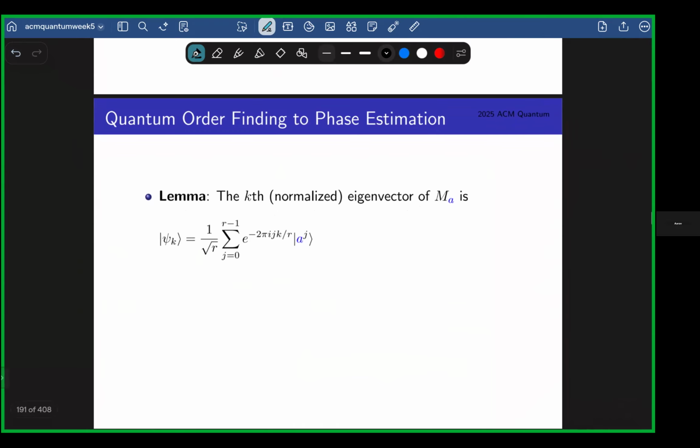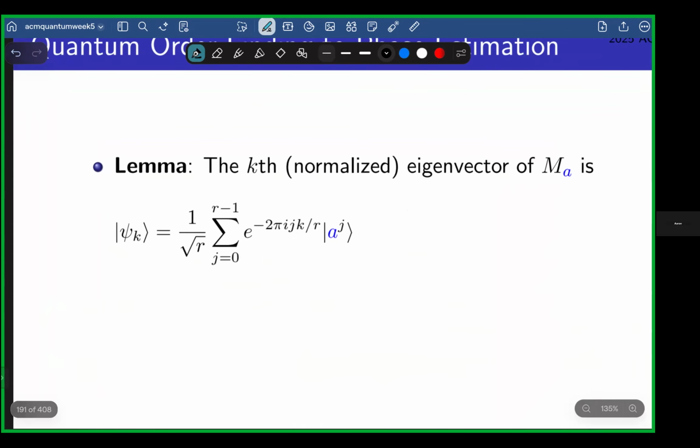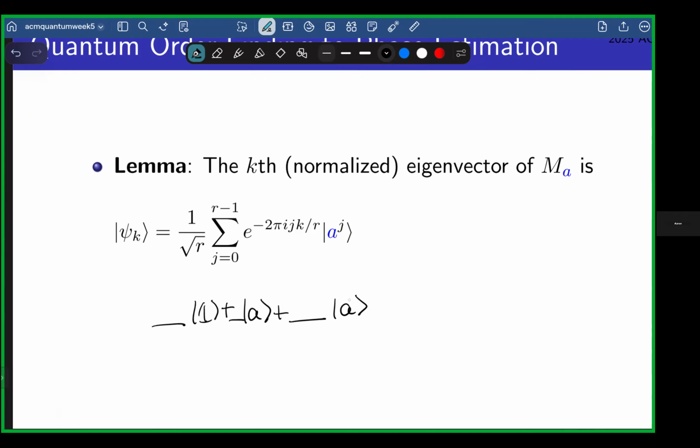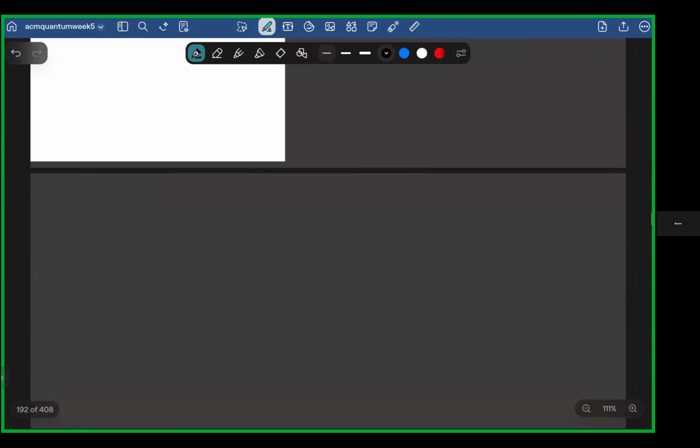Okay, this is the eigenvector, and I'm going to skip the proof, but this is the expression of the eigenvector. It's a uniform superposition of these a to the j's, so it'll be some constant times 1, plus constant times a, plus constant times a squared, plus constant times a cubed, and then all the way to a to the r minus 1. So that's the form.